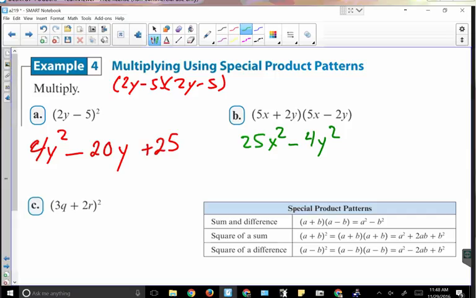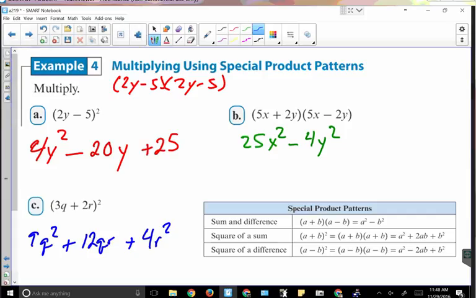Last one down here was c. Squared again, but it's plus. So it's going to fit the square of a sum. So that's just going to be 9q squared plus 4r squared. Plus on the inside, it's going to be 3q times 2r times 2. So I've got 3 times 2 times 2, so I end up with 12qr. That's it.